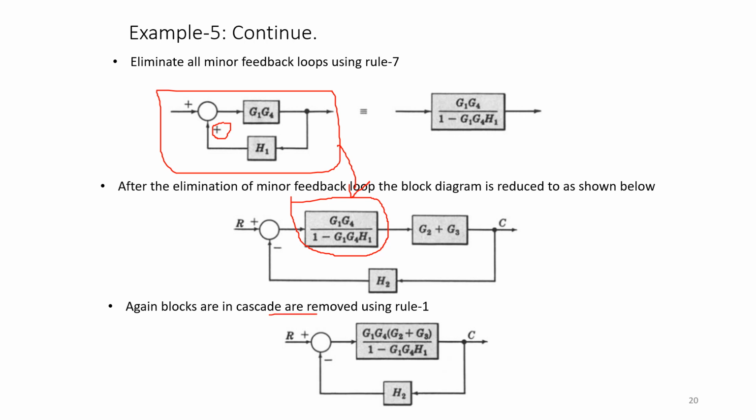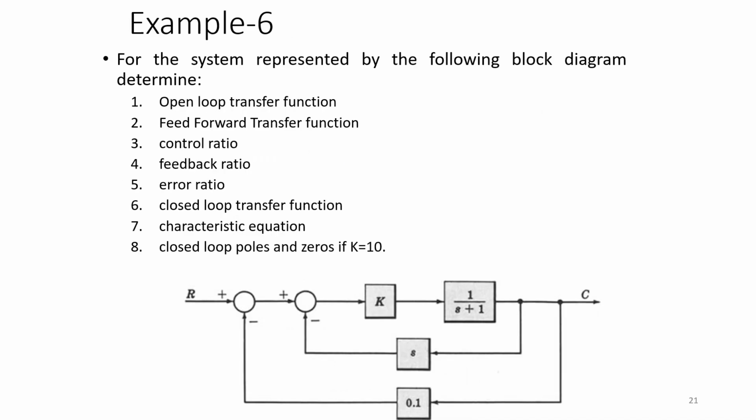Now please do observe here, this is becoming a loop now. This is your forward gain and this is your backward feedback gain. Okay. Now again I can apply rule number 7 and I can reduce this.